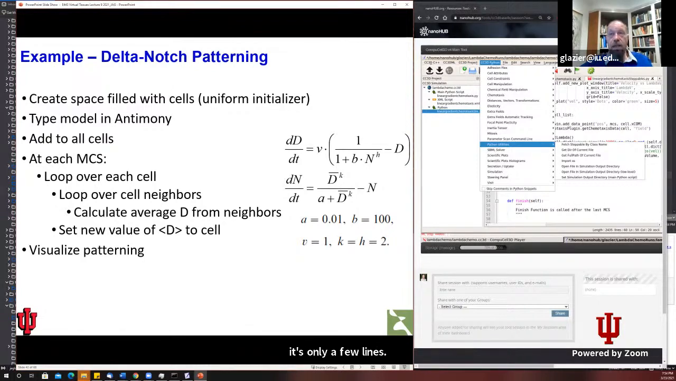We'll add it to each cell. And each cell, we're going to loop over all the cells. Then we'll look over each neighbor. We'll see how much delta our neighbors are sending to us. We'll use that new average neighbor delta to evaluate this dN by dt term, and we'll visualize the pattern.